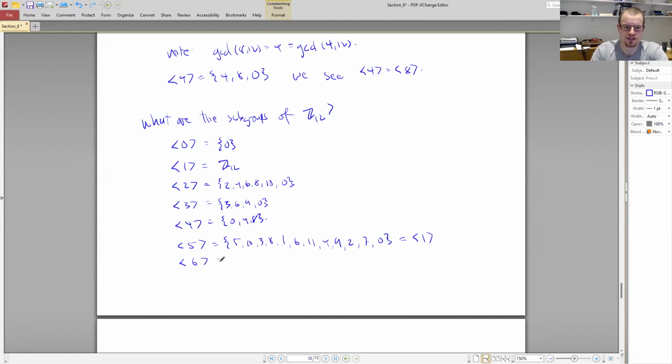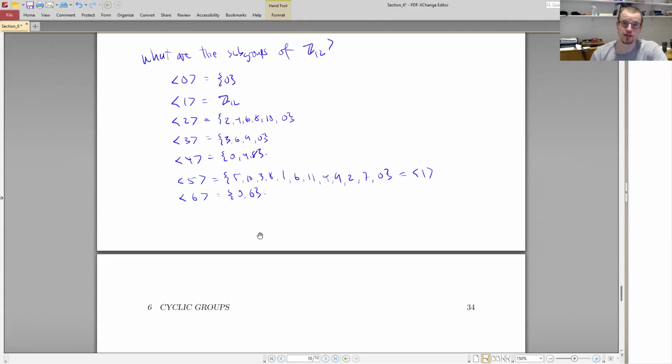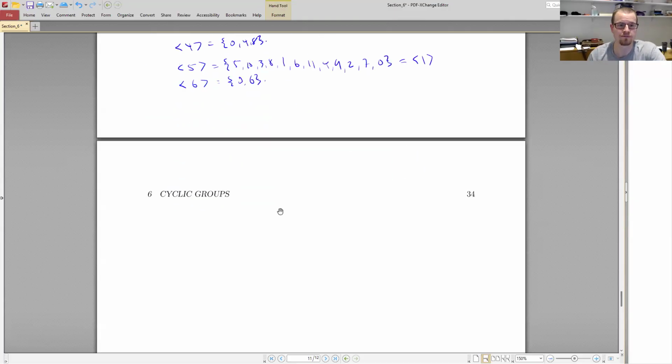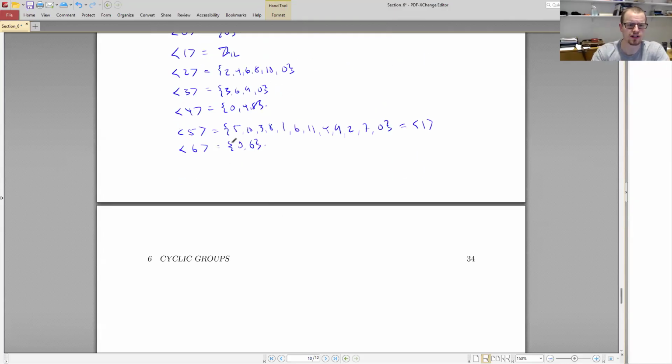So now when we look at 6, we saw earlier that that is 0 and 6. Now we move into essentially repeats. What's going to happen at this point? Well, let's continue working here. 7, the greatest common divisor between 7 and 12 is 1. So we know that this is the same thing as that, which is the same thing as that.